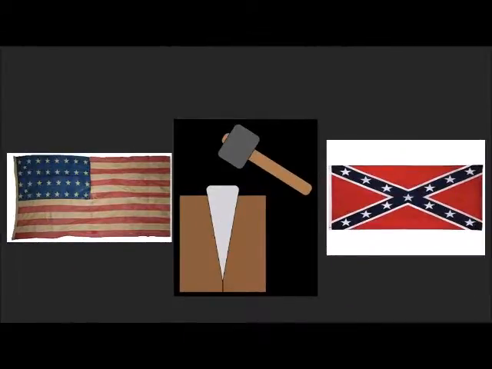The struggle over and the subsequent defeat of slavery was important as the U.S. attempted to live up to its motto of having liberty and justice for all.